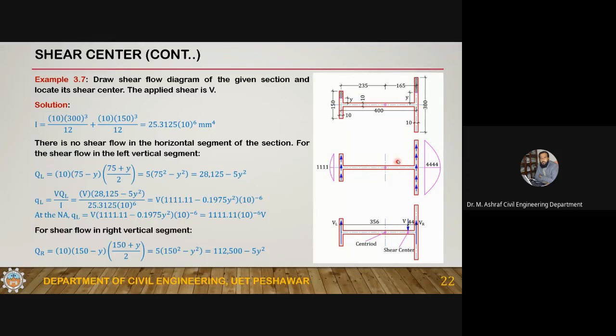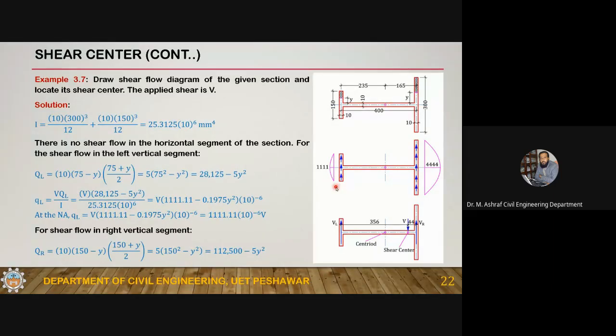Why? Because if you take a section here and calculate the first moment of area of one side, you will get 0, because the whole area lies at the centroid. If there is no centroidal distance, you will get 0. So there is no shear flow in this portion; the shear flow is in this one and this one. This portion is not taking part in the shear resistance. So this is the shear flow.